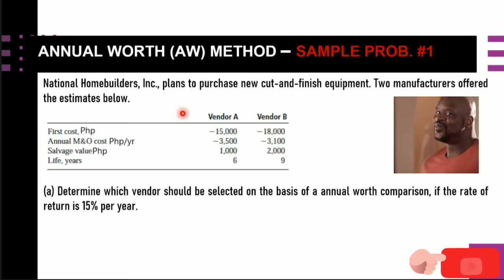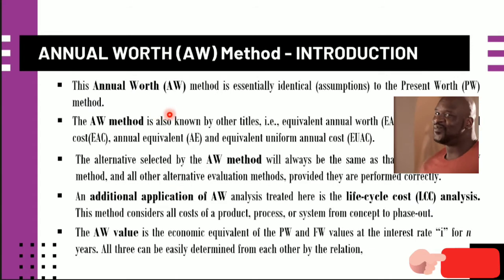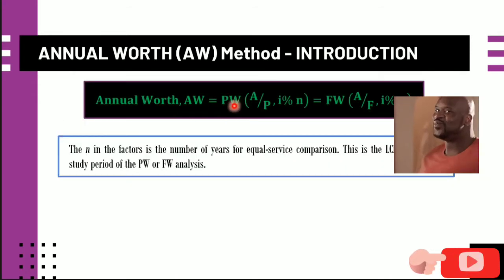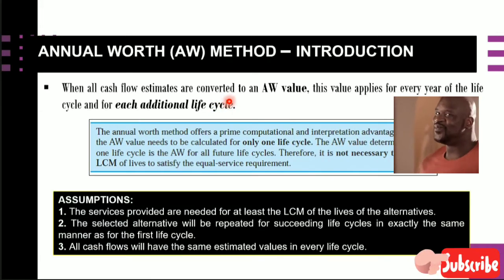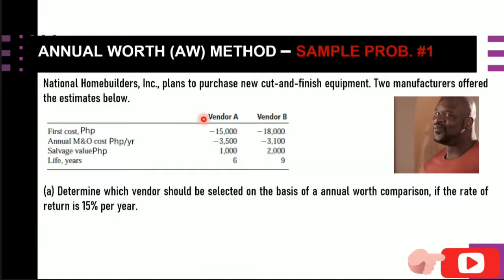So according now to the introduction, as you can see that they are interrelated by this formula. That is why in our sample problem I will show you the calculation using the calculated present worth value, and then using again the calculated future worth value, and then we also calculate, using this annual worth method, the annual worth value of a certain proposal or project.